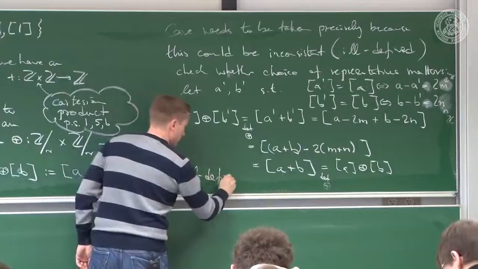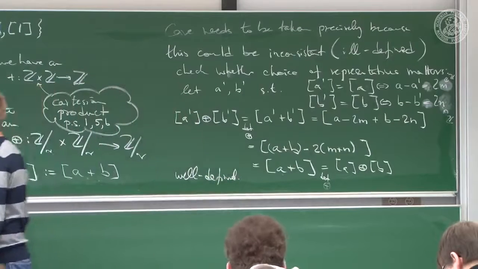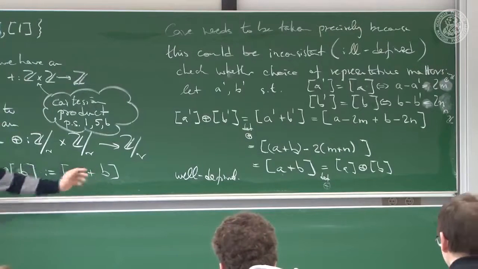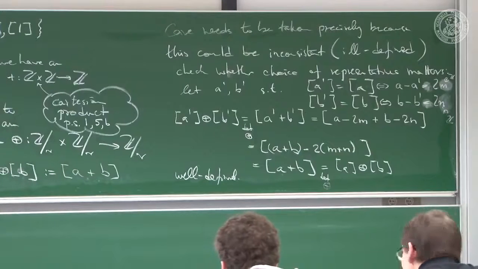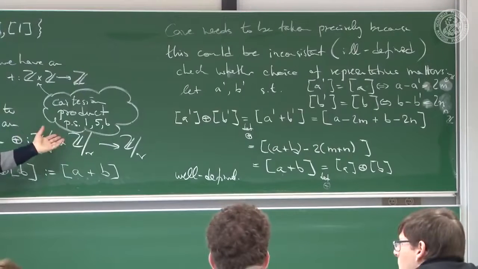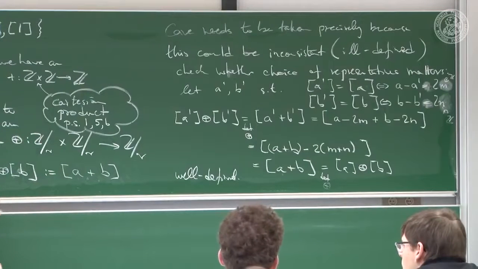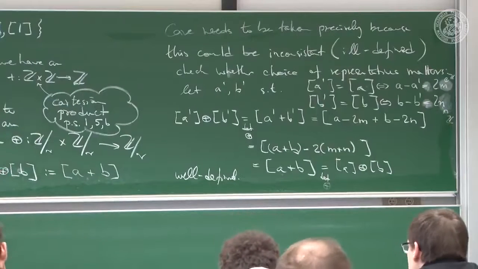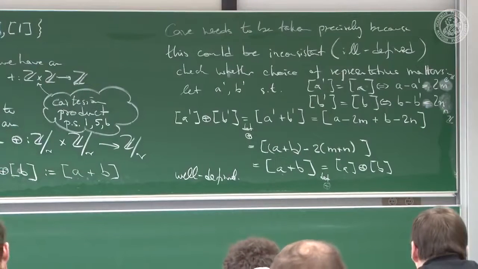Well defined. So you only need to take care if for the definition you use representatives. If you manage to write down the definition of an operation on a quotient set without using representatives, no care has to be taken. It's just a normal definition. If you use representatives, you need to do that. Okay?